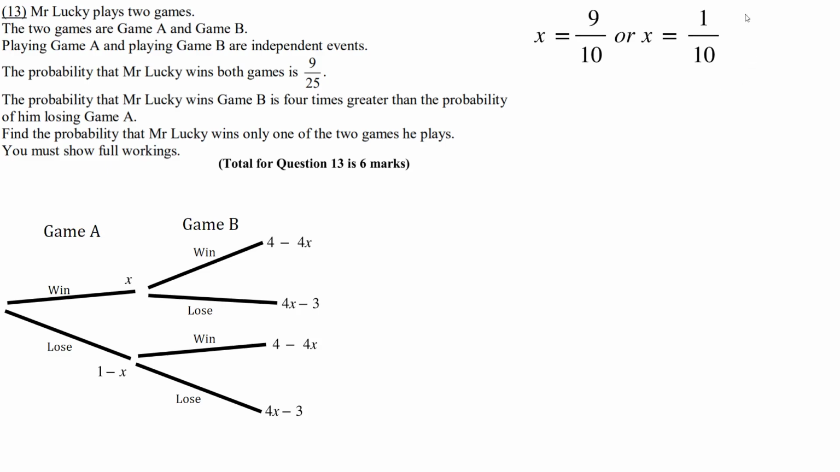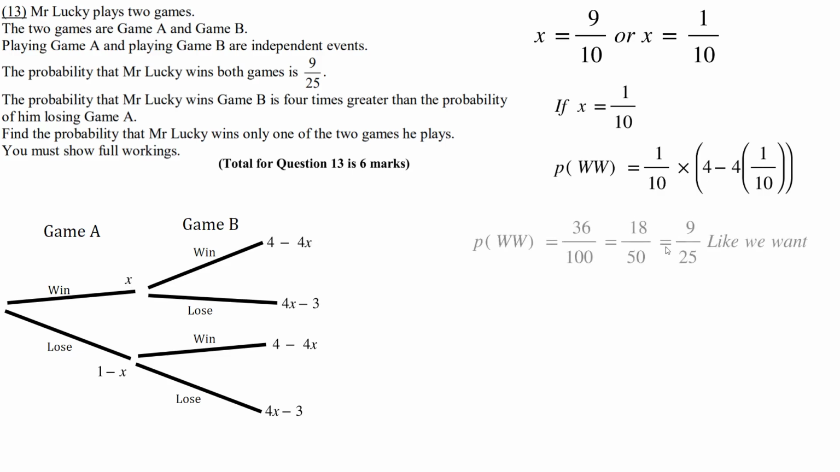Now, the problem with this is that they're both positive, and it's a bit harder to check which of the answers it's actually going to be. But it's not too hard, so we can just substitute values in and see which ones work. So let's say if x equals 1 over 10. So the probability of him winning 2 games will be 1 over 10 multiplied by 4 minus 4 multiplied by 1 over 10. So probability of win-win is, if you just expand this out and simplify, you get 9 over 25. And we want 9 over 25, so it could be 1 over 10 for x.